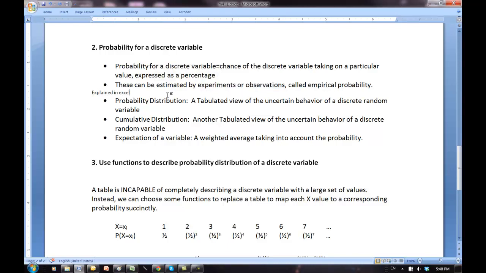So next, I'm going to use Excel to demonstrate 3 important concepts related to probability. The first one is probability distribution. The second one is called cumulative distribution. And the third one is the expectation of a variable.